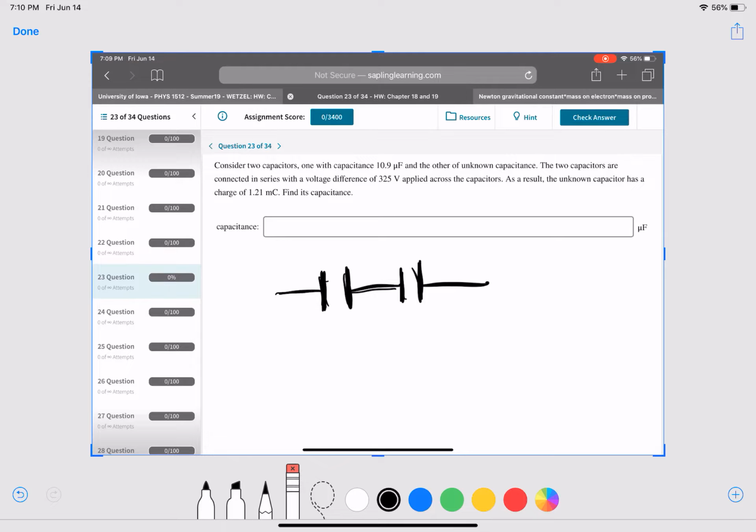So the 2 capacitors are connected in series with a voltage of 325 volts across the capacitors. As a result, the unknown capacitor has a charge of 1.21 millicoulombs. So C1 here is 10.9 microfarads, and this one is C2. We don't know what it is, but we know they have the same charge, 1.21 millicoulombs and 1.21 millicoulombs, because that's just a rule when they're in series. But they have different voltages, V1 and V2. But we know the total voltage is 325 volts across all of them.